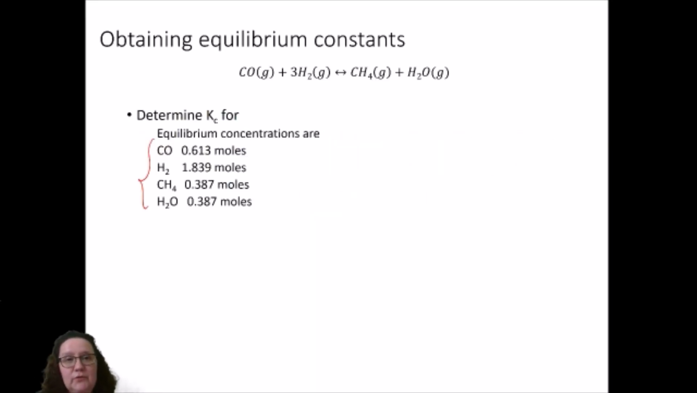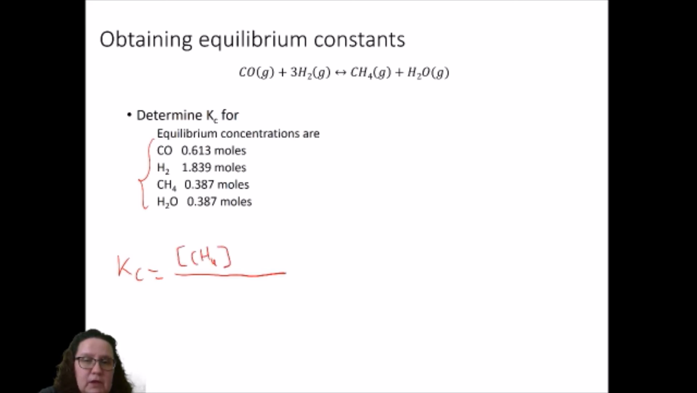I hope you stopped the video and had a go at the exercise. How would I go about solving this? Well, first of all, I need to write the expression of the equilibrium constant, which we have written already on a previous slide, but I will repeat it. We have the concentration of methane times the concentration of water, which are the two products, divided by the concentration of the reagents, sorry, which are CO and hydrogen, and that to the power of 3 because of the coefficient.